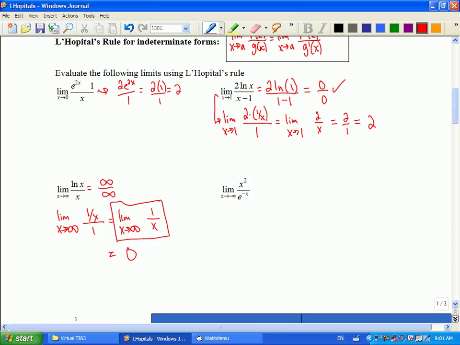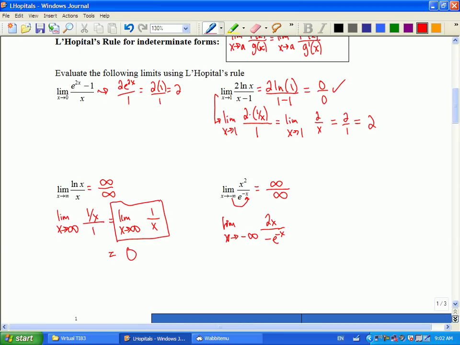Okay, so we'll try this here. Again, when you see this limit, you should first make sure you have an indeterminate form. So negative infinity squared is an infinite value. Then e to the negative x. If I put in negative infinity, that would be e to the infinity. The 2 negatives would cancel out. So yes, this is a question suitable for L'Hopital's rule. That means I'm going to have limit as x goes to negative infinity of 2x over negative e to the negative x.